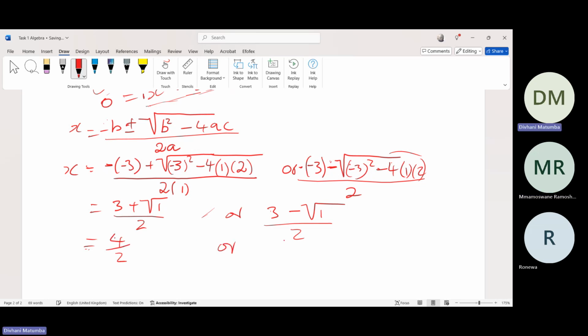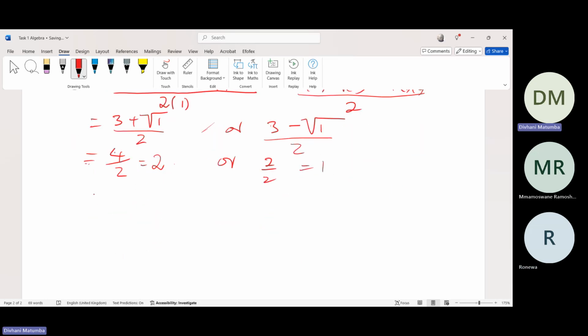It's 1. Okay, do we agree with that answer? 3 minus 1, 2 over 2, which is 1. So we have 2 solutions. This is very interesting. So the first solution is x equals 2, or the second solution is x equals 1. We all agree? Yes.